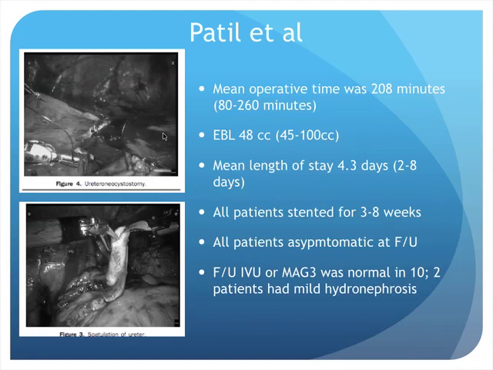So their mean operative time was 208 minutes with a blood loss of around 48 cc's. Mean length of stay was 4.3 days, and all patients were stented again. All patients were asymptomatic at follow-up, and imaging was normal in 10 of the 12 patients. 2 had mild hydronephrosis, but this was not clinically significant.